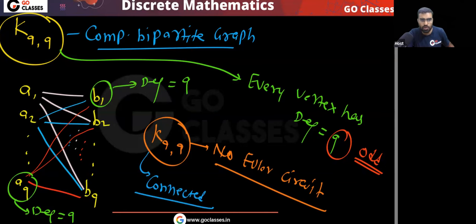Between every two vertices, there is a path. For example, B1, B2, there is a path. This is the path. Between these two vertices also, there is a path. Between A1, A2, there is a path. Between every two vertices, there is a path. So yes, this is connected, but there is no Euler circuit.